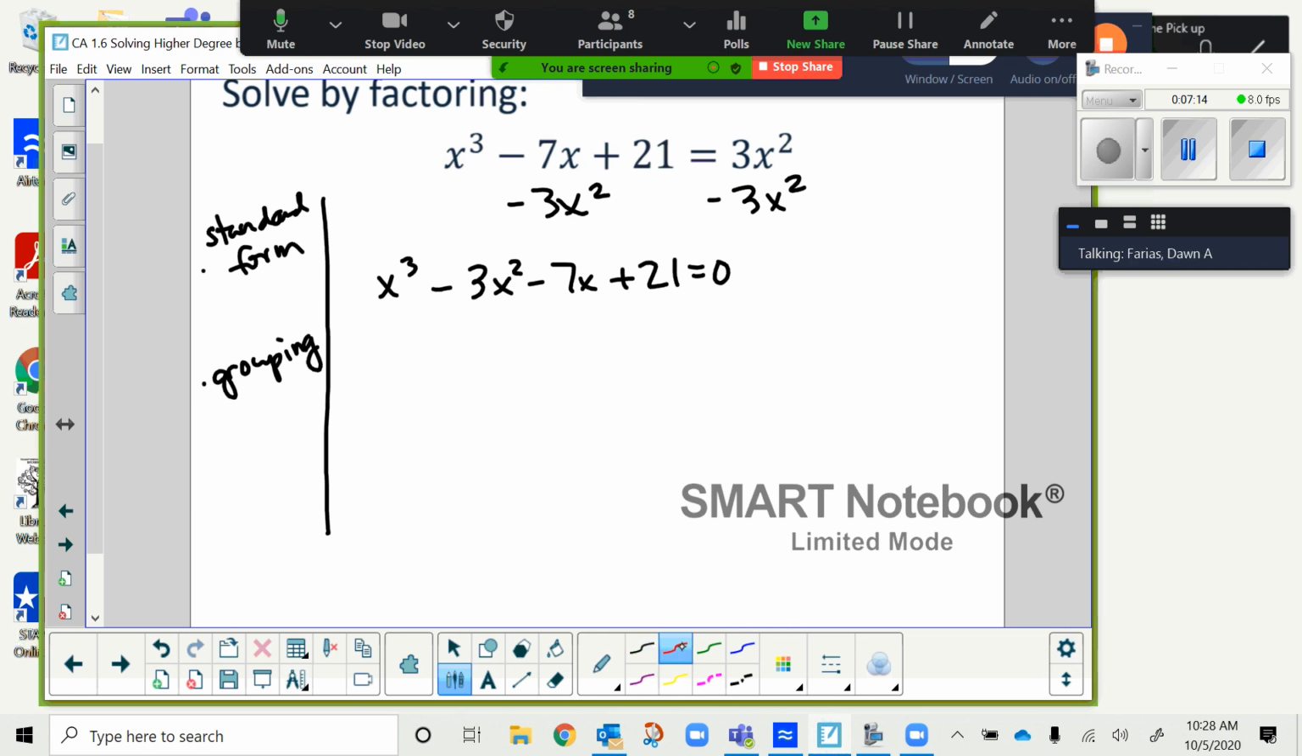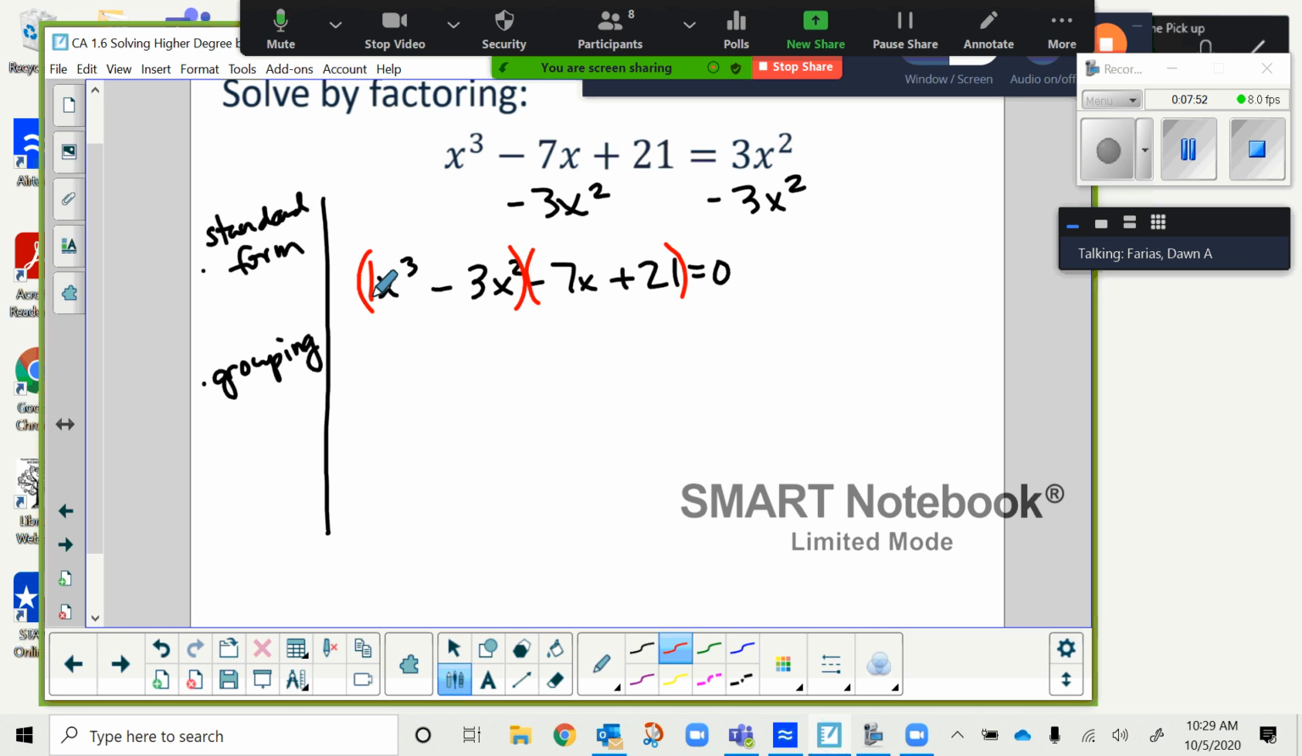So I'm going to group the first 2 together and the second 2 together. And within grouping, what you do is you take a GCF in both of those groups separately. So looking at the first group, the x cubed minus 3x squared, I look at the coefficients first, meaning the numbers in front of the variables. So this first one has a 1. And if you're looking at 1 and -3, you're thinking, well, they don't have any numbers in common, so I'm going to leave them alone.